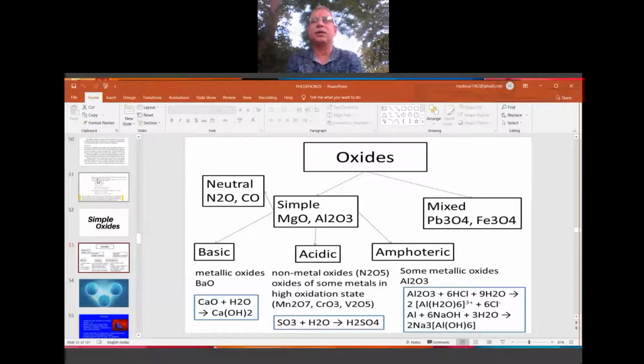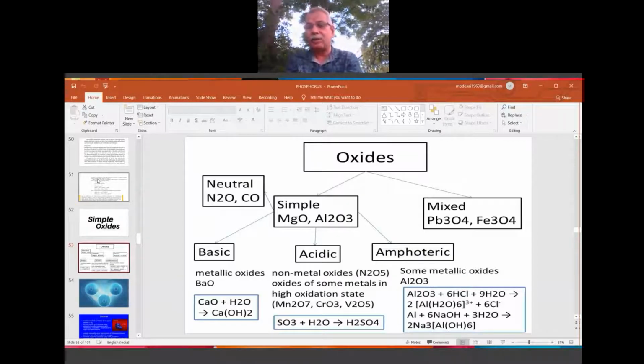Non-metals we normally find on the extreme right side of the periodic table, right top, while metals are right bottom. So those non-metallic oxides, when put in water, convert into acids. Acidic oxides. So basic oxides, as usual, are metallic oxides. And then amphoteric oxides.